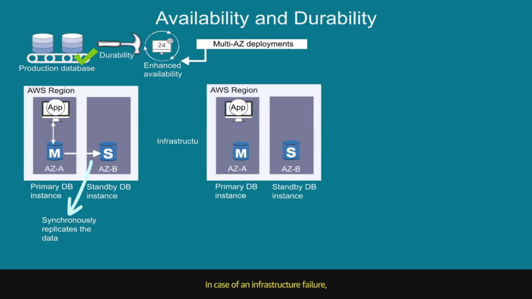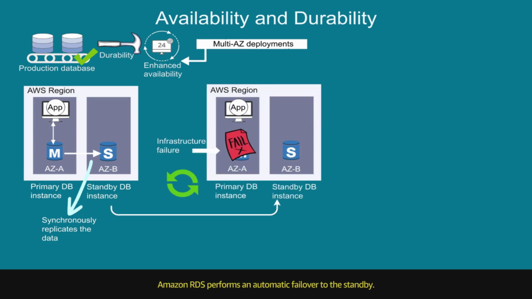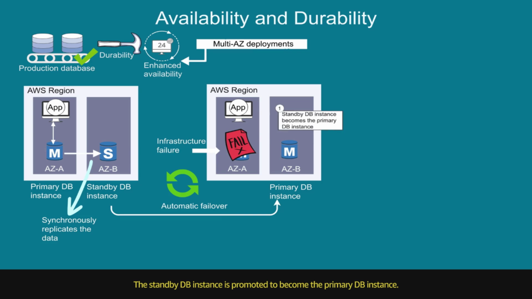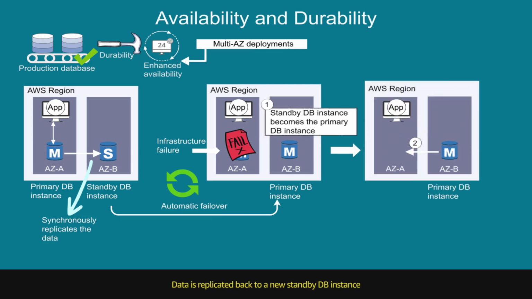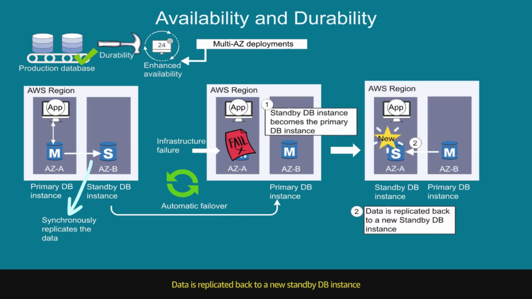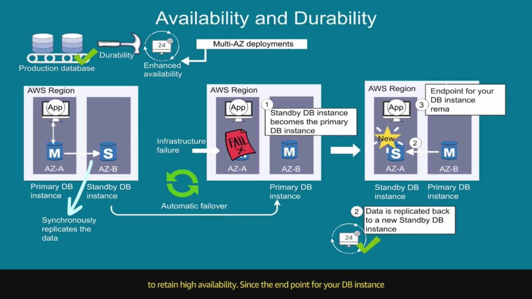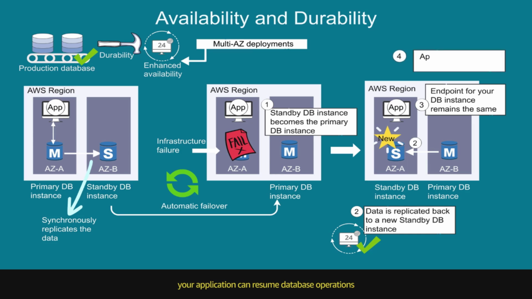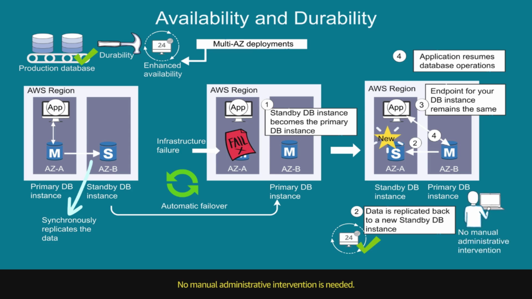In case of an infrastructure failure, Amazon RDS performs an automatic failover to the standby. The standby DB instance is promoted to become the primary DB instance. Data is replicated back to a new standby DB instance to retain high availability. Since the endpoint for your DB instance remains the same after a failover, your application can resume database operations as soon as the failover is complete. No manual administrative intervention is needed.